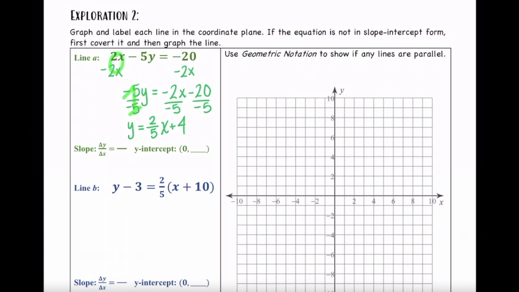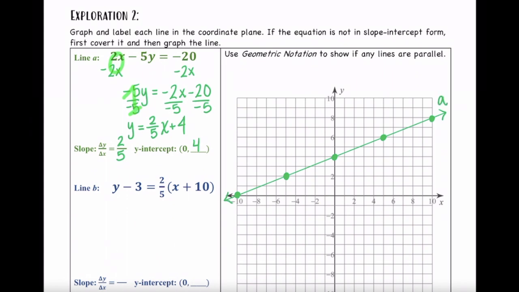So now that it's in slope-intercept form, the slope of this line is 2 over 5, and the y-intercept is 0, 4. So now I can graph it. So starting at 0, 4, going up 2 and to the right 5. Up 2 and to the right 5. I've run out of room, so down 2 to the left 5, down 2 to the left 5. And we're clearly going to label this line A.